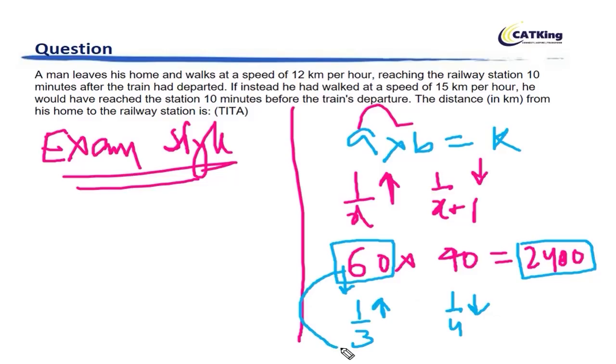Example, 1/3 of 60 is 20. So increased by 20 becomes 80. Then time reduced by 1/4. 1/4 of 40 is 10. So reduced by 10, making it 30. So 80 into 30 remains 2400. I hope you followed this concept, right?